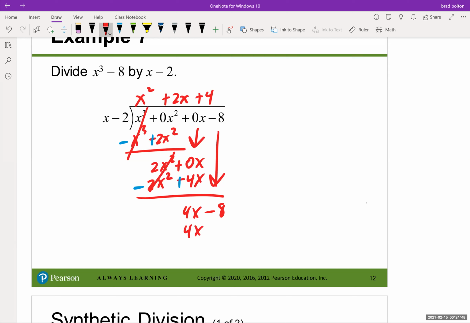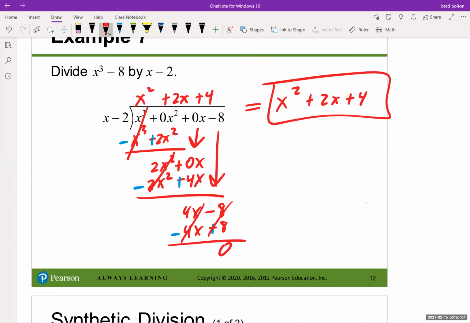So this will be 4x minus 8. Draw the bar, change the sign. This becomes minus, this becomes plus. We get 0 and we get 0. Okay, so no remainder this time. So then our final answer is x squared plus 2x plus 4. And that is our quotient. That is our final answer, when you divide those two things.